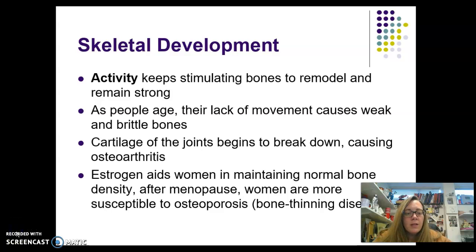So as I said, activity is really important in order to maintain our skeletal system, or our bones, and the density of our bones. If you don't use it, you're going to lose it. As we age, our ability to maintain the density of our bones can decline, particularly for women after menopause, which means that their ovaries stop making estrogen, and estrogen in itself helps women maintain their bone density. So postmenopausal women may struggle with osteoporosis and fractures.